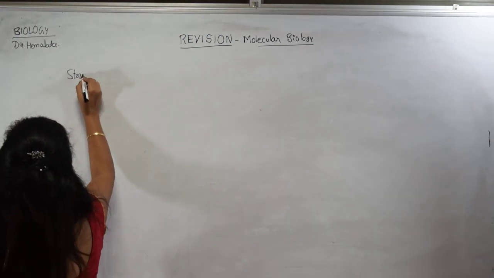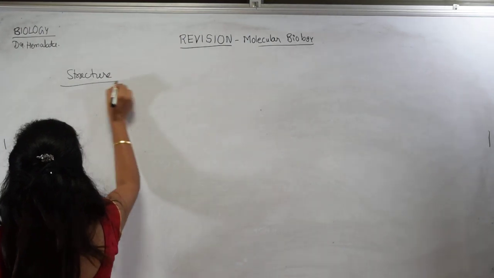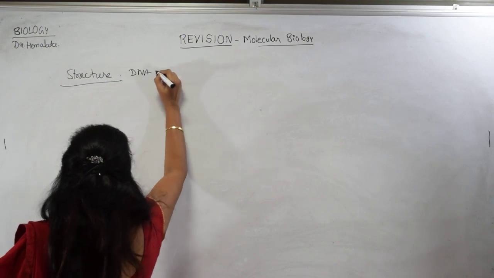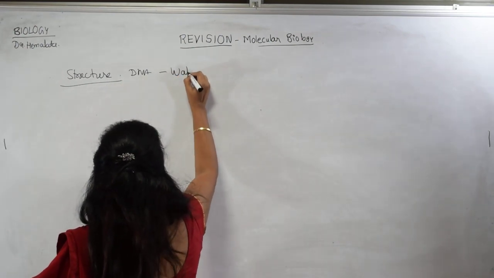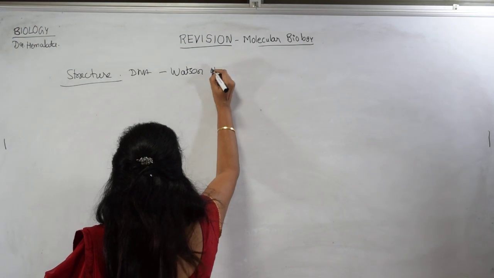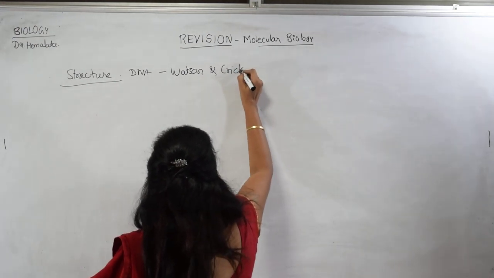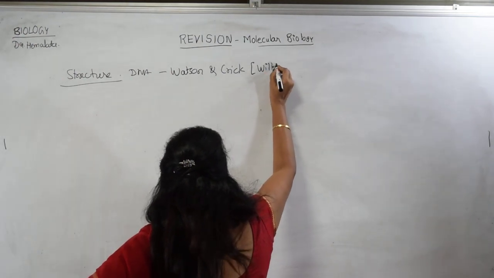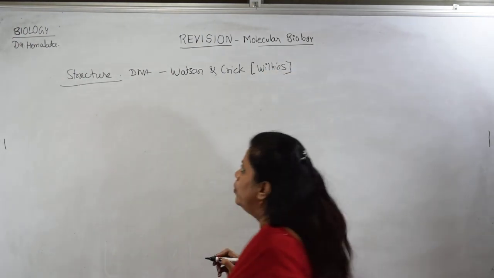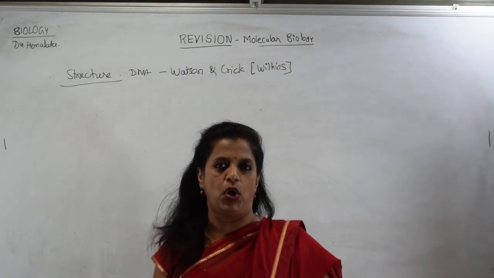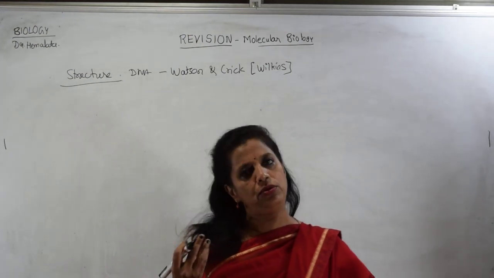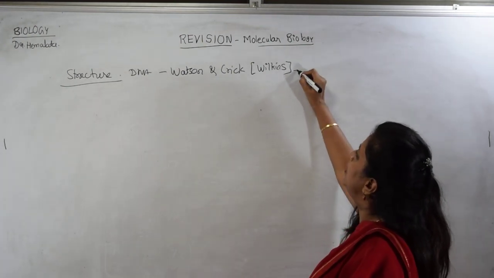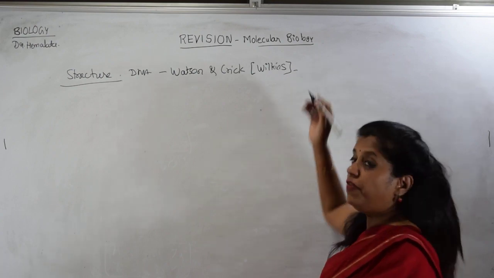So, the structure of DNA was given by scientists Watson and Crick. So, Watson and Crick proposed a model. Watson and Crick. Another person who was involved with them was Wilkins. We can write his name also. Some of the books give Watson, Crick and Wilkins model. So if they have not given Wilkins, you can leave it. But all three shared the Nobel Award. Watson and Crick proposed one physical model.